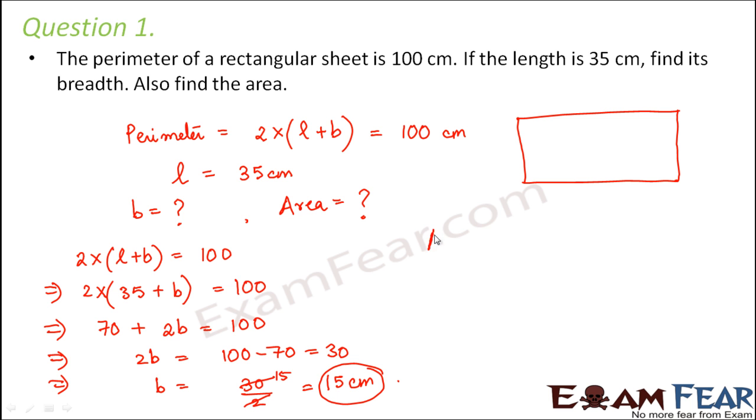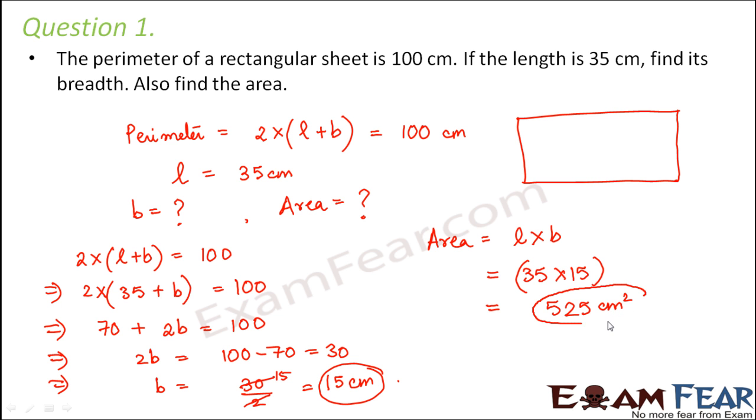Now what about the area? We again know that area is nothing but length into breadth. Length is 35 and breadth is 15. So 35 into 15 is 525 centimeters square. So this would be the area.